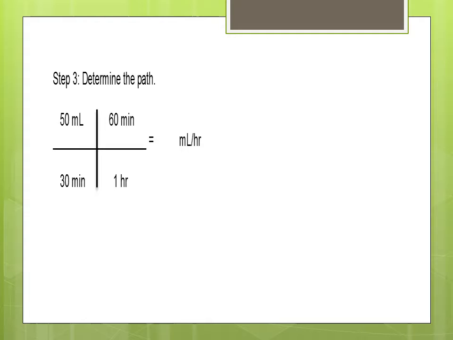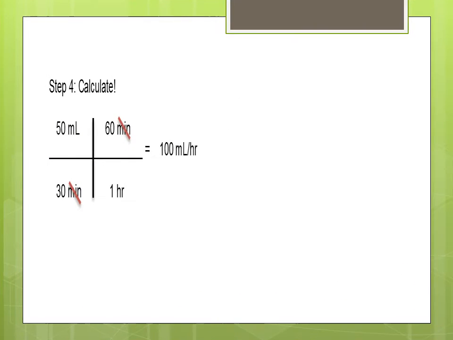Step 3, determine the path. Since we are seeking a milliliter per hour answer, we need to convert our minutes into hours. Step 4, calculate. Our calculations show that in order to comply with the pharmacy directions to infuse this 50 milliliters over a 30-minute period of time, we will need to infuse at the rate of 100 milliliters per hour.